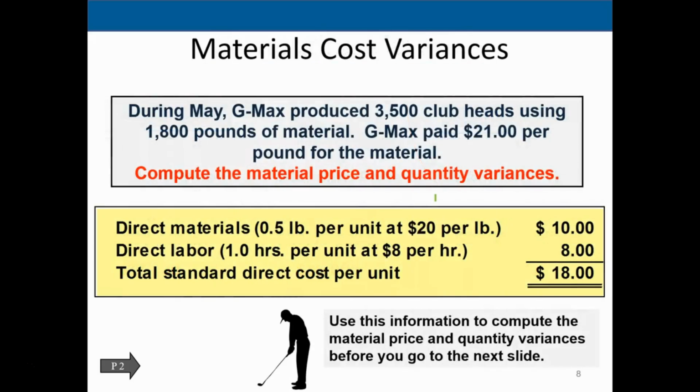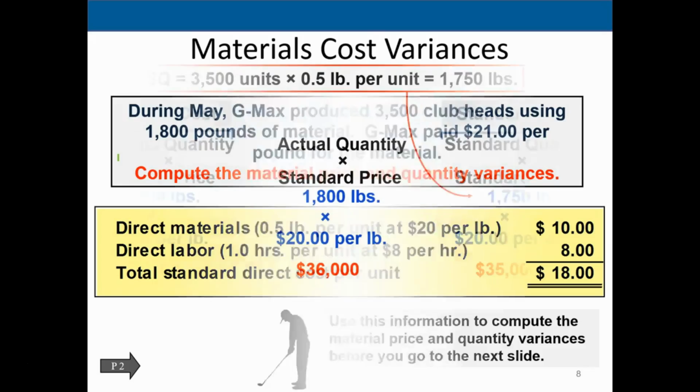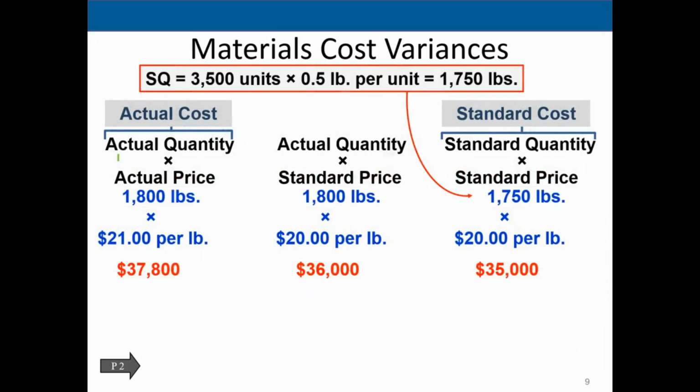So if we then say that during May, they produced 3,500 club heads using 8,000 pounds of materials, and they paid $20 per pound for the material, we can then conduct our variance analysis in this way. So if we take a look at it in this format, we're going to say the actual quantity times the actual price. We're saying that we actually had 1,800 pounds times the actual price, which was 21. If we multiply that out, we get 37.8.